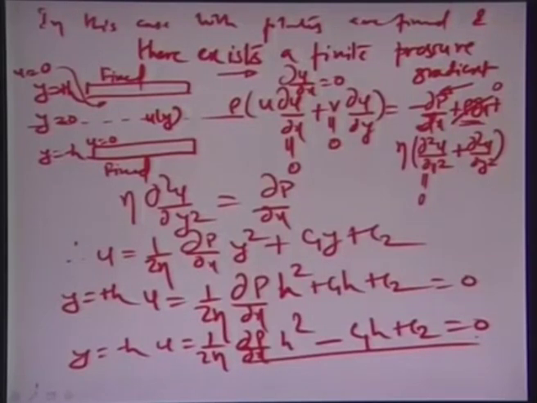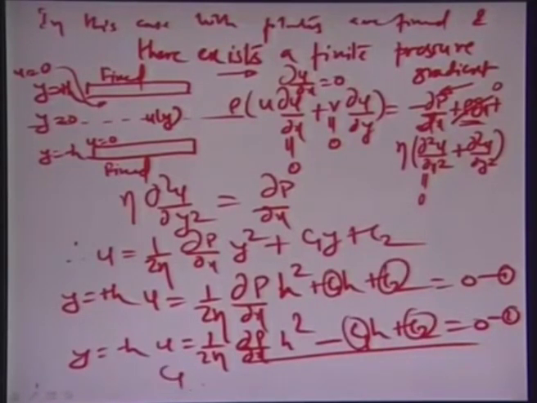So you have to decipher what C1 and C2 are in this particular case. From these two equations, you essentially have two unknowns and two different equations. So it's a set of linear equations and you can solve them to find C1 and C2. In this case, C1 comes out to be equal to 0 and C2 comes out to be equal to minus 1 by 2 eta del p by del x h square by 2.